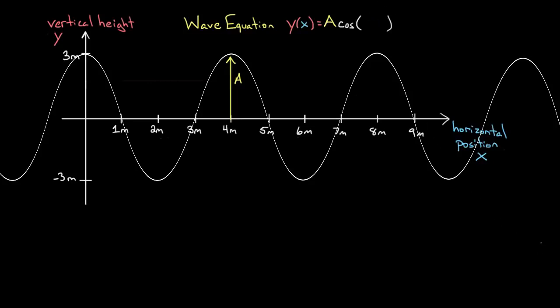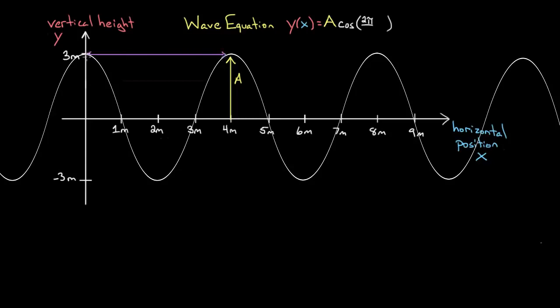I play the same game that we played for simple harmonic oscillators, and I say that this is 2 pi, and I divide by not the period this time. This is not a function of time, at least not yet. It's not a function of time. This is just of x. So this wouldn't be the period. This would not be the time it takes for this function to reset. It would actually be the distance that it takes for this function to reset. In other words, what we call the wavelength.